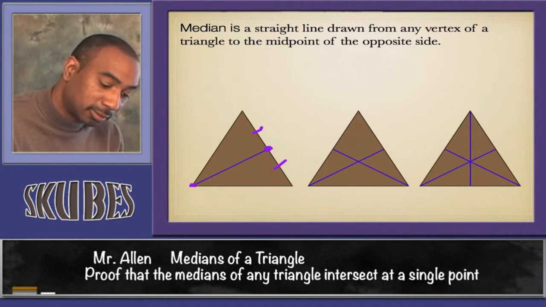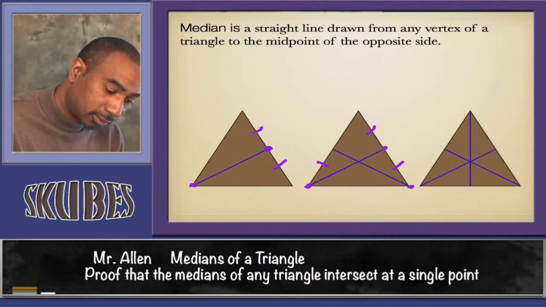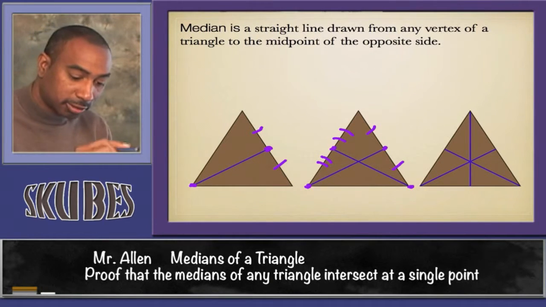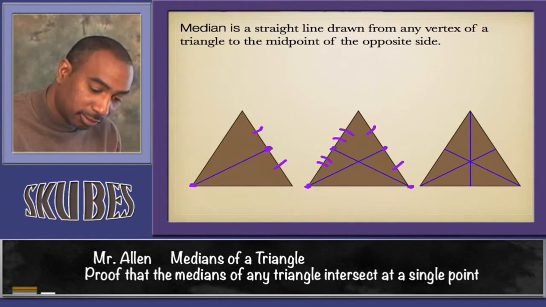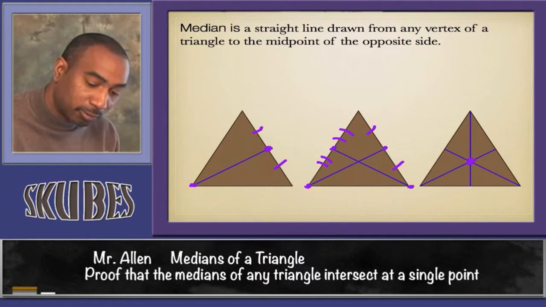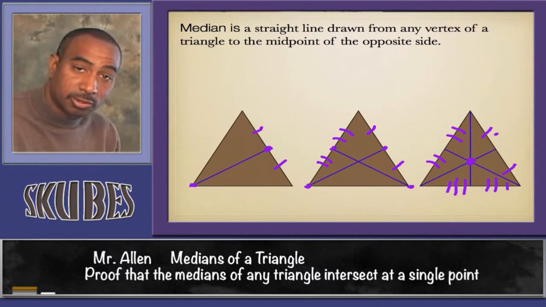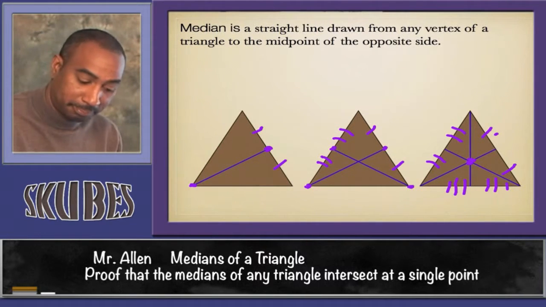If you have two medians, this will be considered a midpoint. And so with this, we're trying to show that all three medians of a triangle intersect at one point. So for now, we know this much. What we're going to attempt to do is to construct a parallelogram.